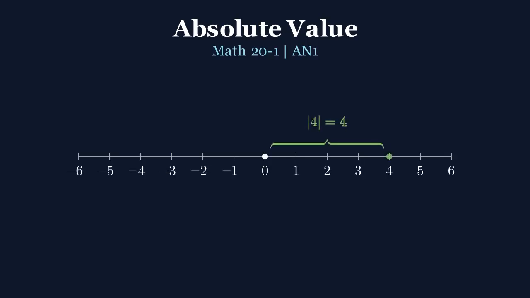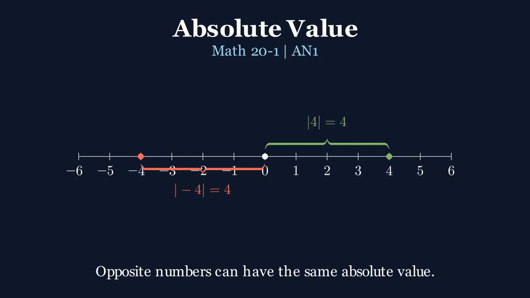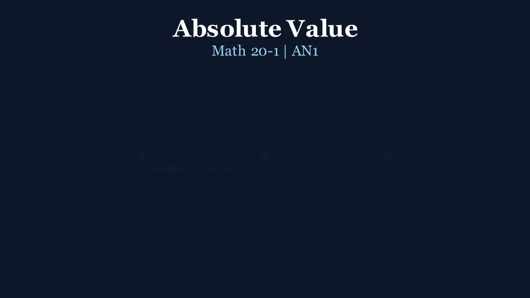On the number line, positive 4 is 4 units from 0. Negative 4 is also 4 units from 0, just in the opposite direction. So the absolute value of 4 is 4, and the absolute value of negative 4 is also 4. Opposite numbers can have the same absolute value because they are the same distance from 0.